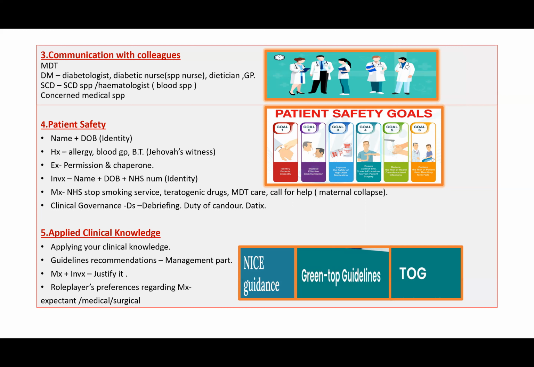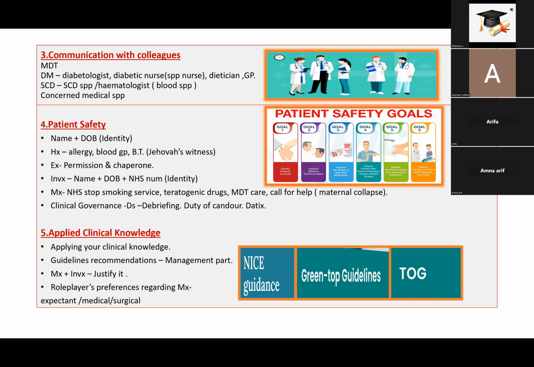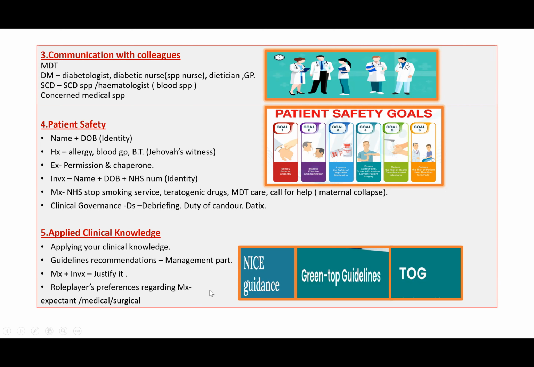When you are telling or explaining the patient about the management, offering her investigations, justify. When you are telling about management, ask the role player about her preferences, which type of management she prefers, and that will really make your life easy. You just get about 5 minutes when you're telling about the management. You cannot tell about expectant, medical and surgical management in those 5 minutes. Like in ectopic pregnancy, there is expectant, medical and surgical management.